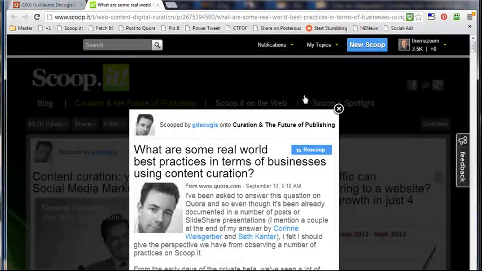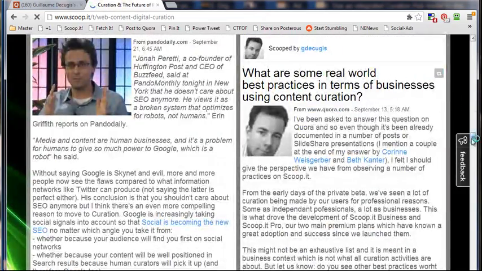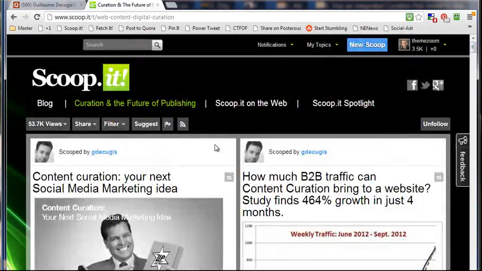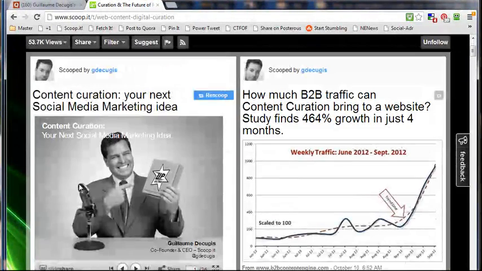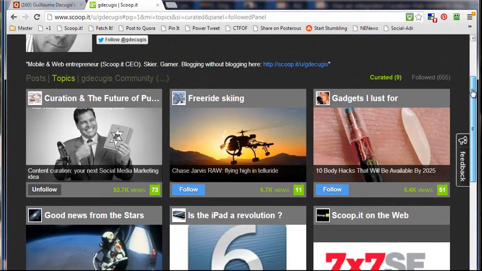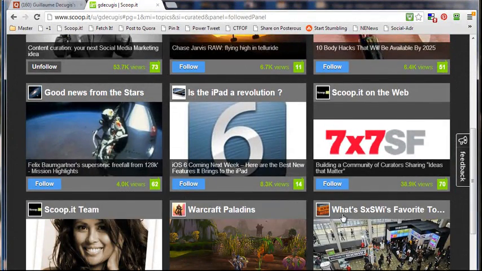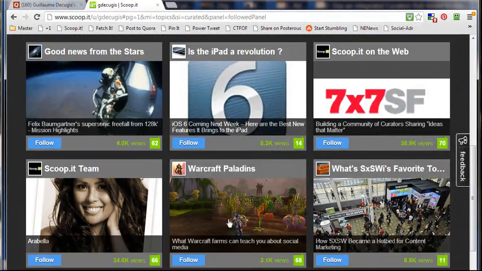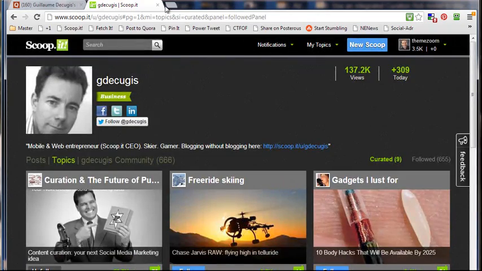For example, let's take a look at Guillaume's magazine here. He really clearly lays out what he's talking about. He has several different magazines. You can actually go on his main page and check to see all the different magazines. You wouldn't mix free ride skiing with curation in the future. You wouldn't mix what's SFI's favorite with World of Warcraft or whatever. So keep your themes and clusters.